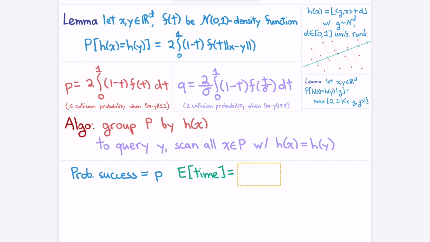What's the expected running time of this algorithm, as is, as functions of p and q? We won't even open up what q is explicitly. So the algorithm is going to query something, and it's going to look at all the points in a bucket. So how long will a query take?